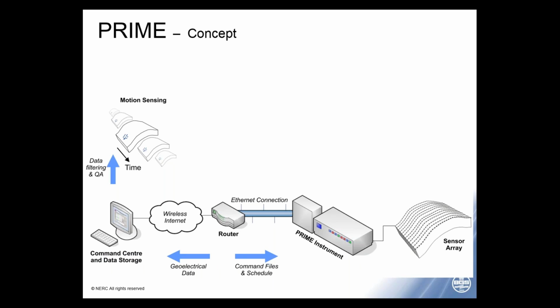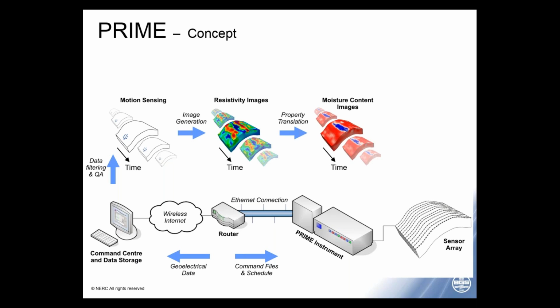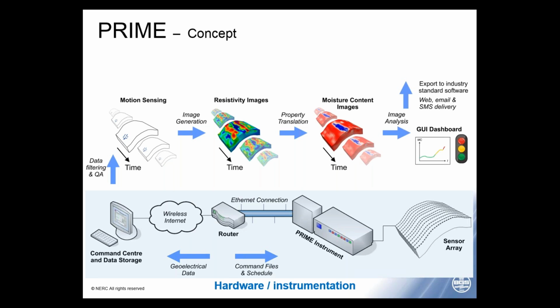From our electrical measurements, we can extract movement information if there's been ground movement. If we're monitoring a landslide, for example, or unstable slope, we can extract displacement information. We can generate our images of the subsurface, our resistivity images. By applying appropriate calibrations, we can convert our resistivity images into images of moisture content, and then use this information to inform, if you like, asset owners or stakeholders.